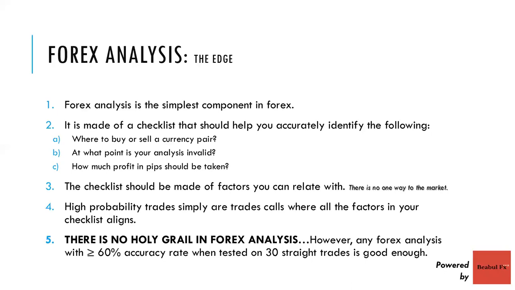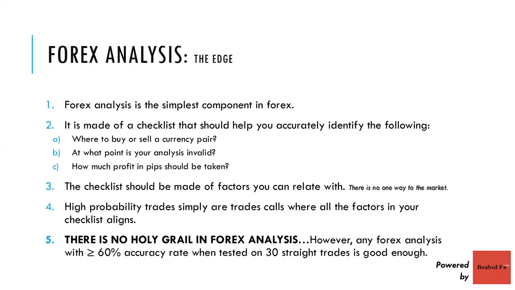So for example, now you have a checklist of 5 factors and you have 2 trade calls. One trade call says that 5 of your factors agree that it's going to buy, while the second trade call agrees that 2 of your factors are saying it's going to buy, 3 of your factors are saying it's going to sell. Now, high probability trade simply means the trade that you have the highest probability of the market moving in your favor.